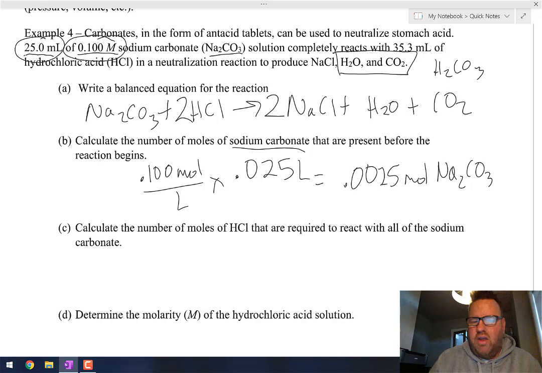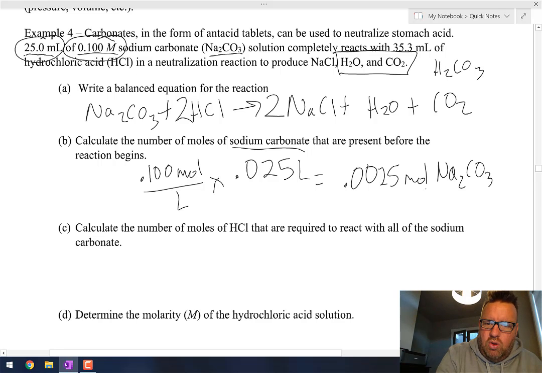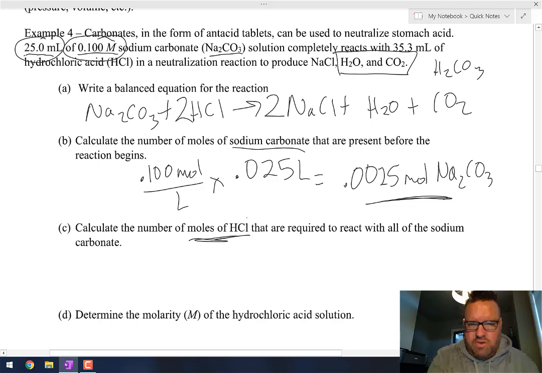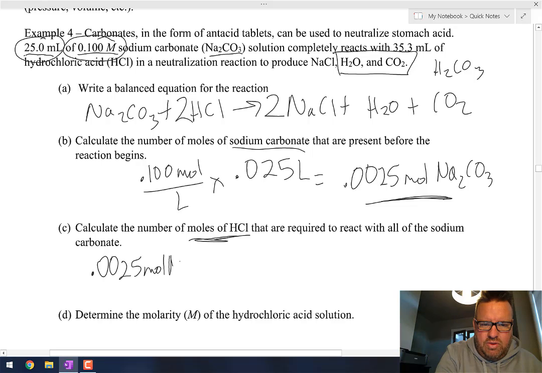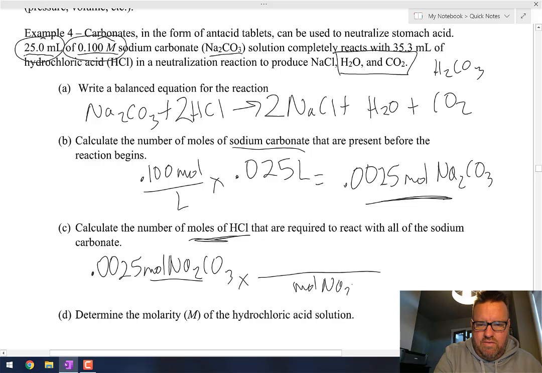And then part C, calculate the number of moles of HCl that are required to react with all of that sodium carbonate. So now we're going from moles of sodium carbonate to moles of HCl. That's our stoichiometry step. So now we're going to take our 0.0025 moles of Na2CO3, and we're going to put moles of Na2CO3 on the bottom because that's what I have up here. And then I'm going to put moles of whatever they're asking me about, moles of HCl on the top.